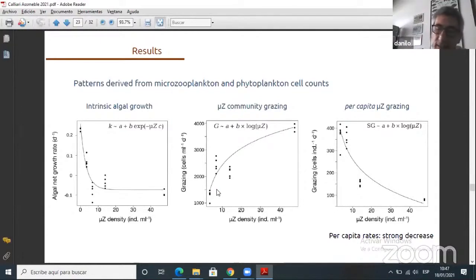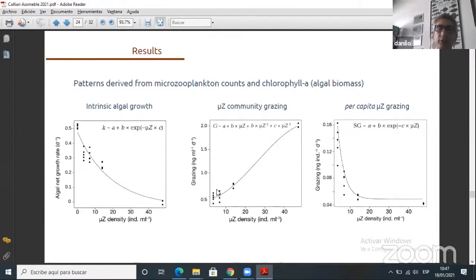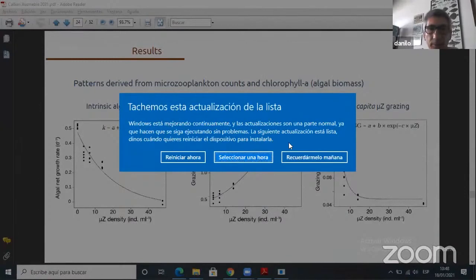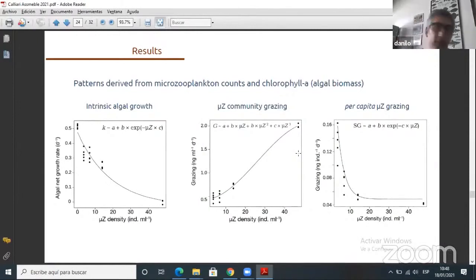This is the set of results based on algal cell count and size measurements. And just very briefly, I show the equivalent results, but based on chlorophyll A as a tracer of phytoplankton biomass. Basically, the patterns are very consistent, and there are small differences, of course, but the information is basically the same in one set or the other.